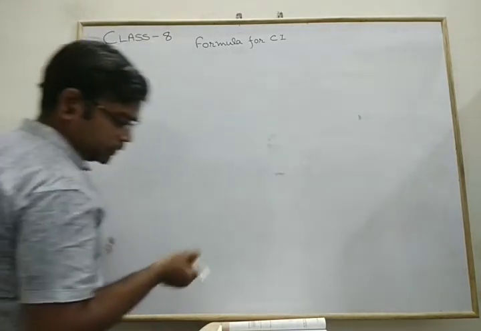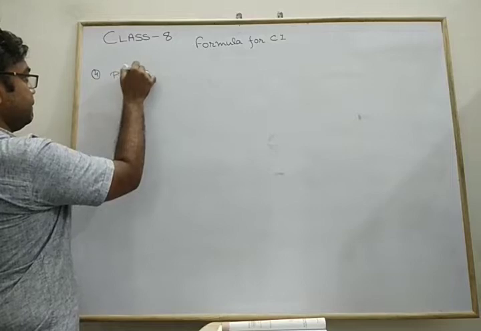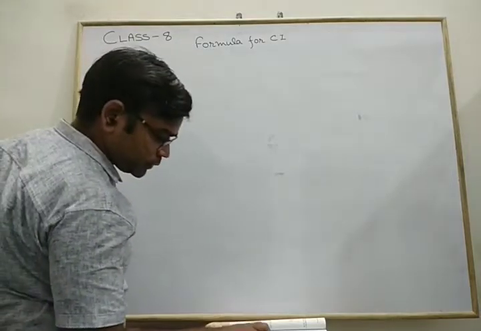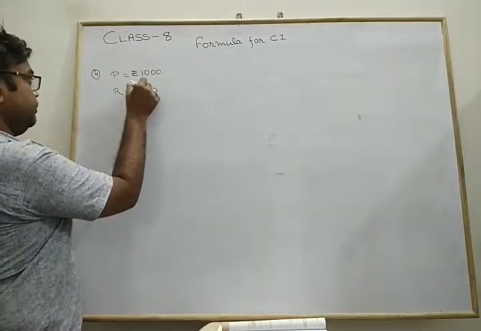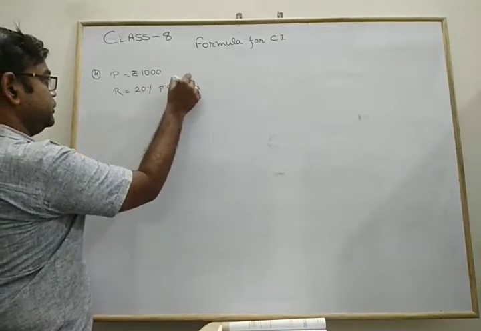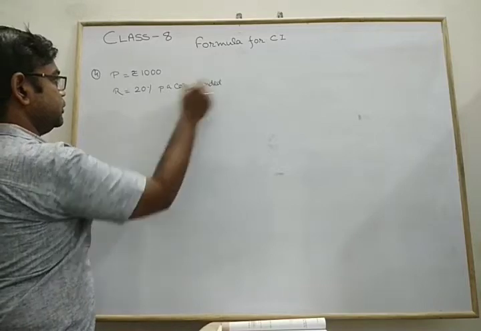I'm going to simplify that formula once again in the easiest way. First write down what is given to you: principal 1000, capital R is your 20% per annum, compounded half yearly.